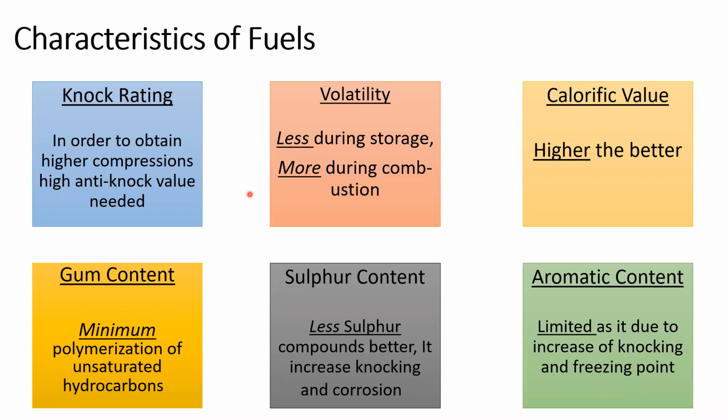Then we have volatility, right? In volatility, we have two different aspects we expect from a fuel. During storage, fuel should not be very volatile, but during combustion, it should be very volatile. Volatile means it combusts very easily. That's why we need to take the fuel up to a certain temperature. For example, diesel engines need a higher temperature to operate, because their volatility is lower, right?